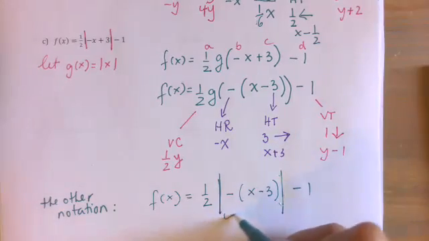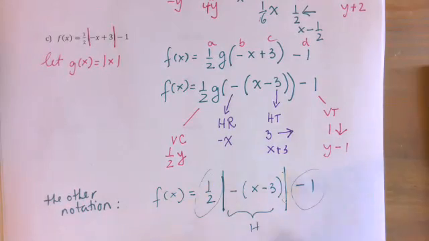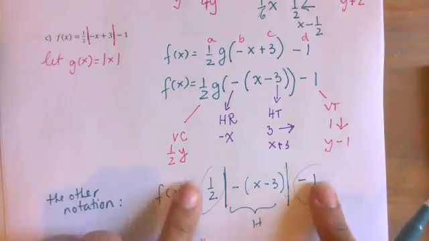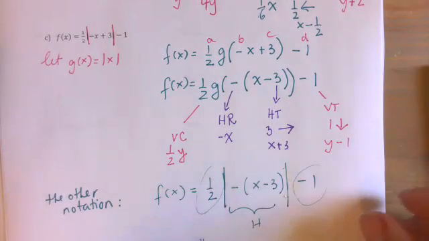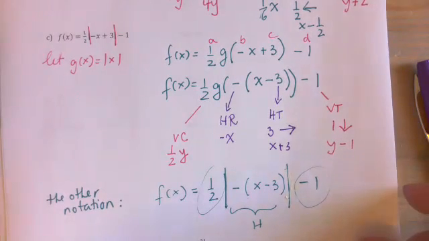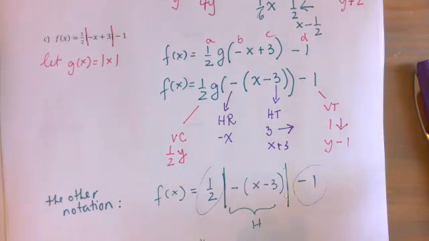And then here are your horizontal transformations. Here are your vertical ones. So outside, inside. Outside vertical, inside horizontal. Everybody good?